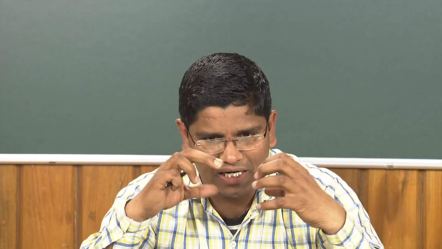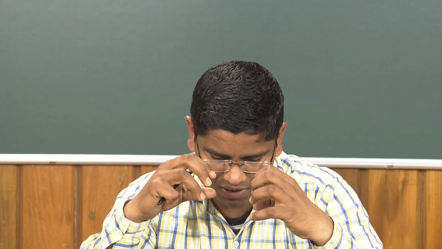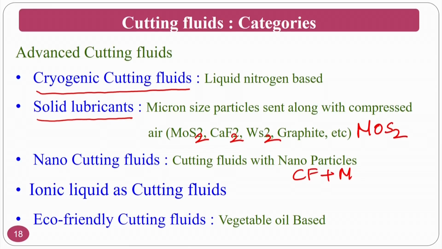So the beauty about it is, if you take the cutting fluid and assume that you are adding MoS2 to it, you have to check before that what is the chemical compatibility and all those things, and you make a nanofluid. Assume that I have two things, cutting fluid plus MoS2. So I am mixing and I am sending with high pressure.